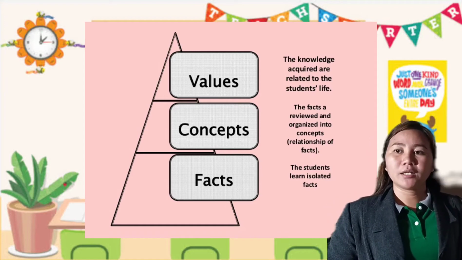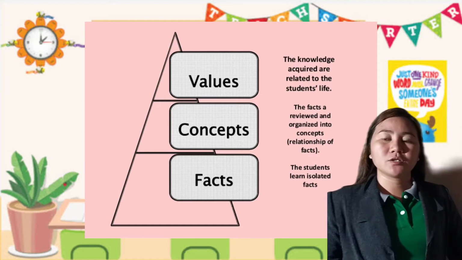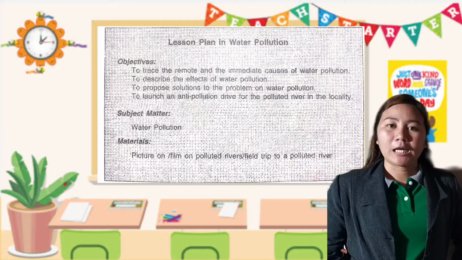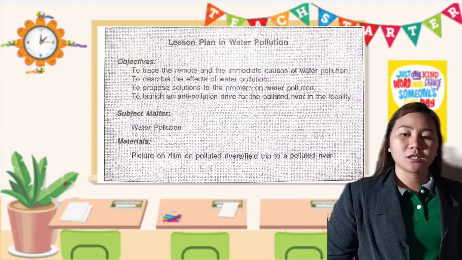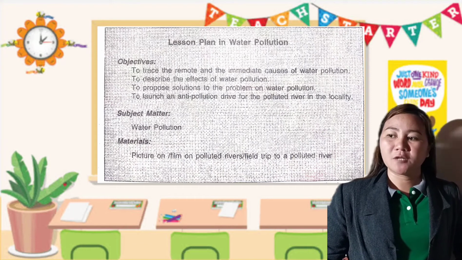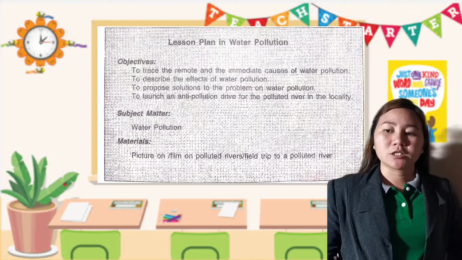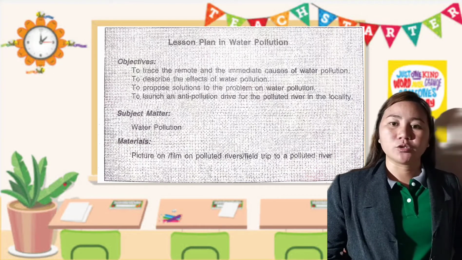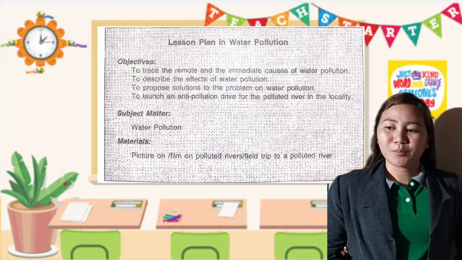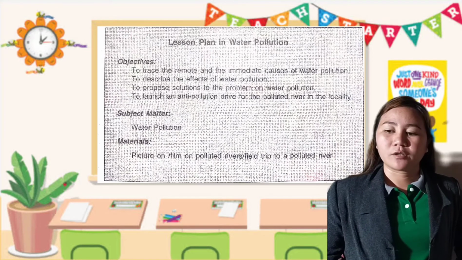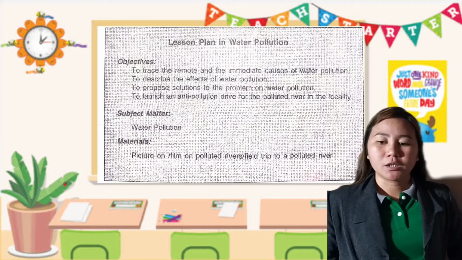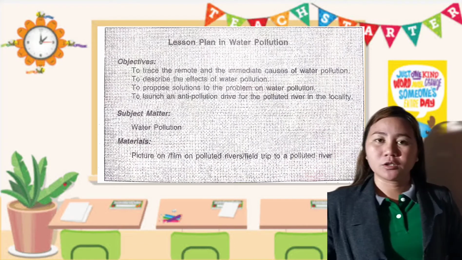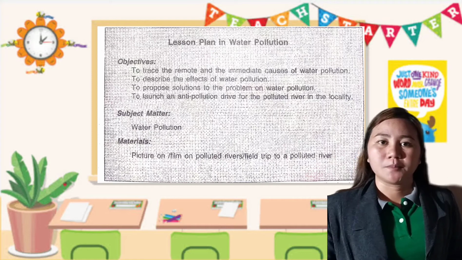Here is how a lesson in science is developed with the use of the three-level strategy. One example of an integrated teaching strategy. Lesson plan on water pollution. Objectives: to trace the remote and the immediate causes of water pollution; to describe the effects of water pollution; to propose solutions to the problem of water pollution; to launch an anti-pollution drive for the polluted river and the locality. Subject matter: water pollution. Materials: pictures or film on a polluted river, field trip to a polluted river.